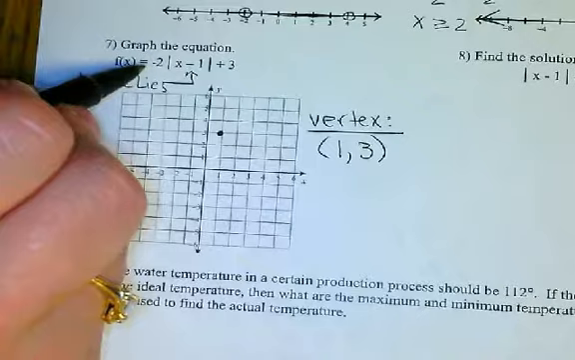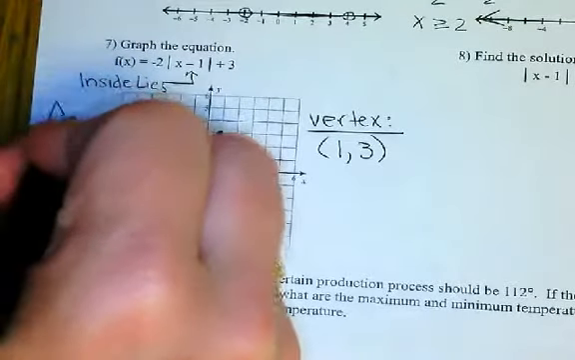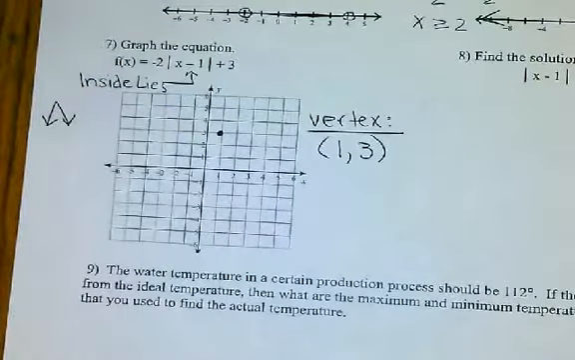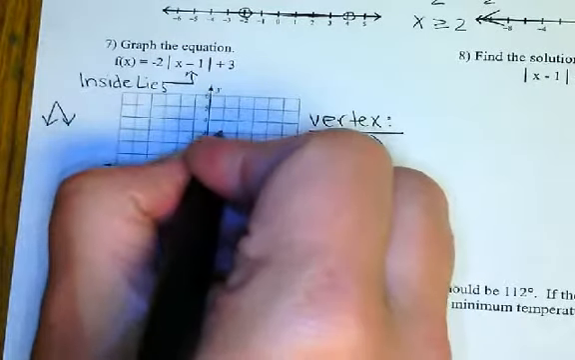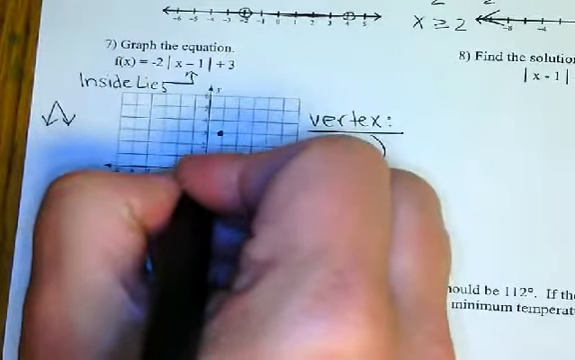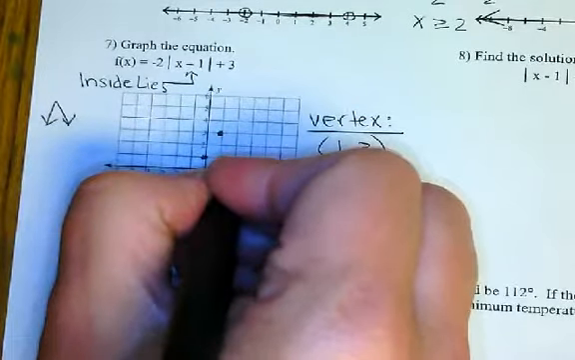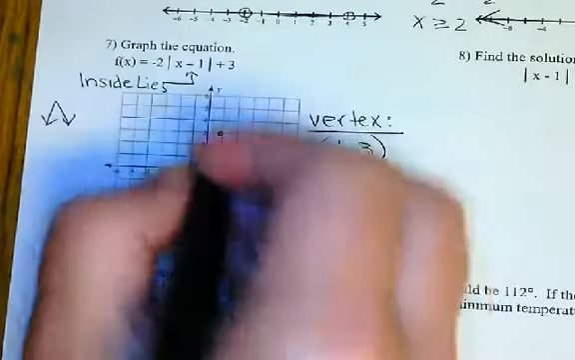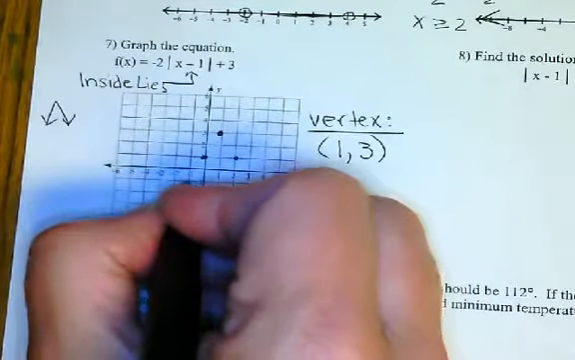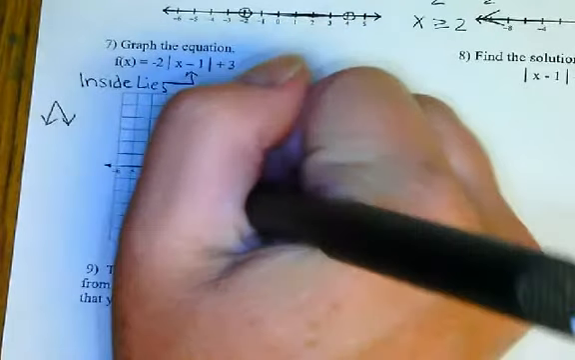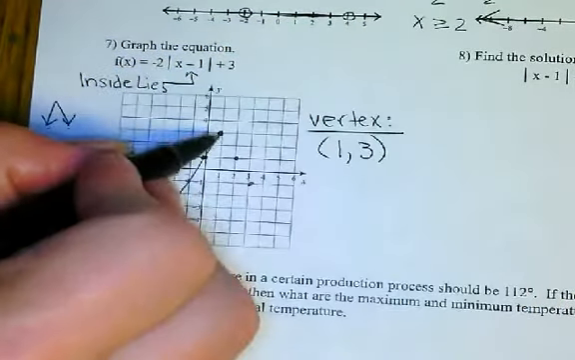Now, because of that negative right there, I also know that it's going to open downward. Okay? And then the 2 tells me it's a stretch. So what I'm going to do is go down 2 over 1, just like you would with a regular line, and I'm going to go down 2 over 1 on the other side. And if I keep doing that, down 2 over 1, down 2 over 1, and that's my graph.